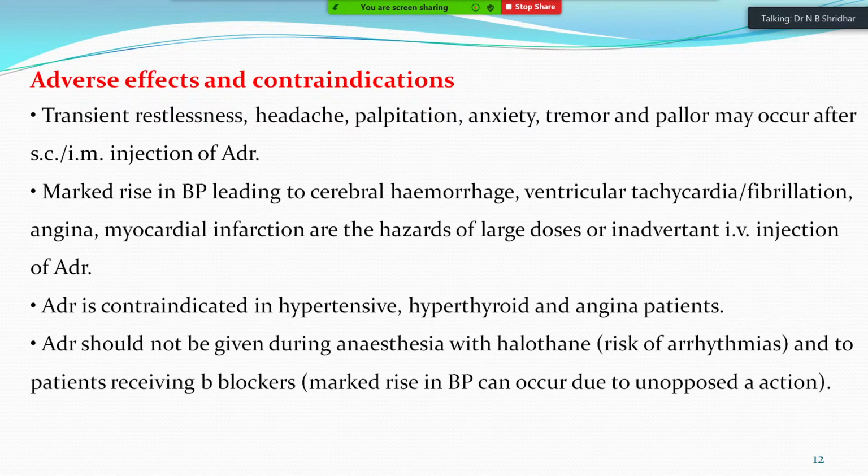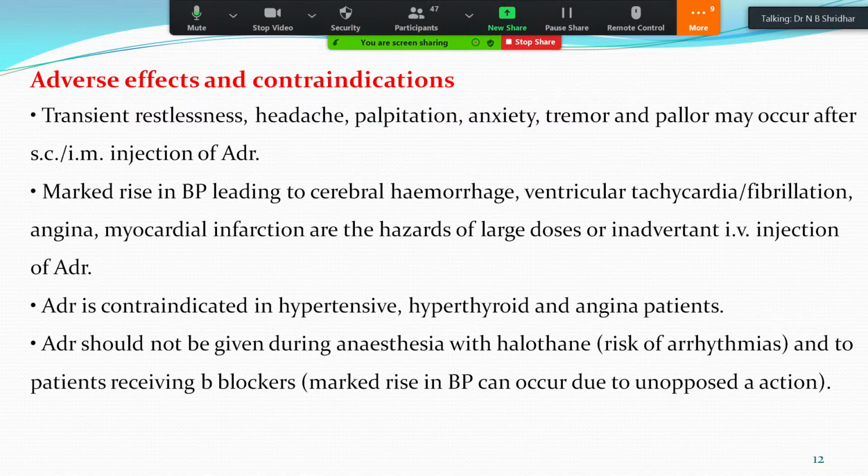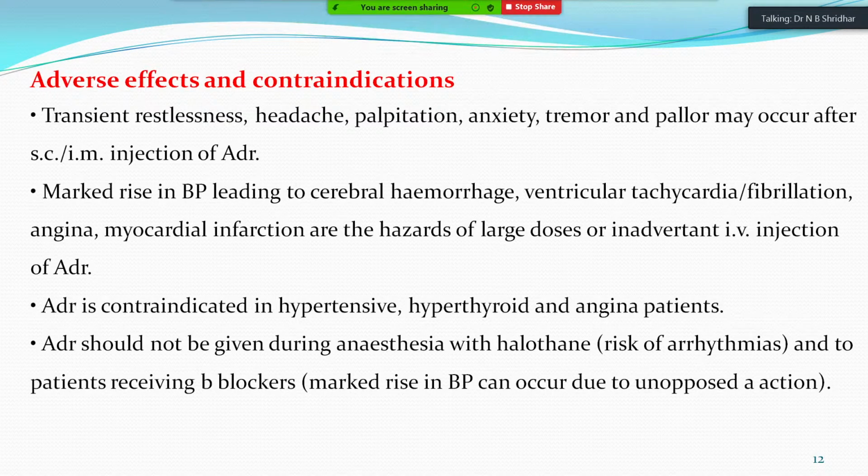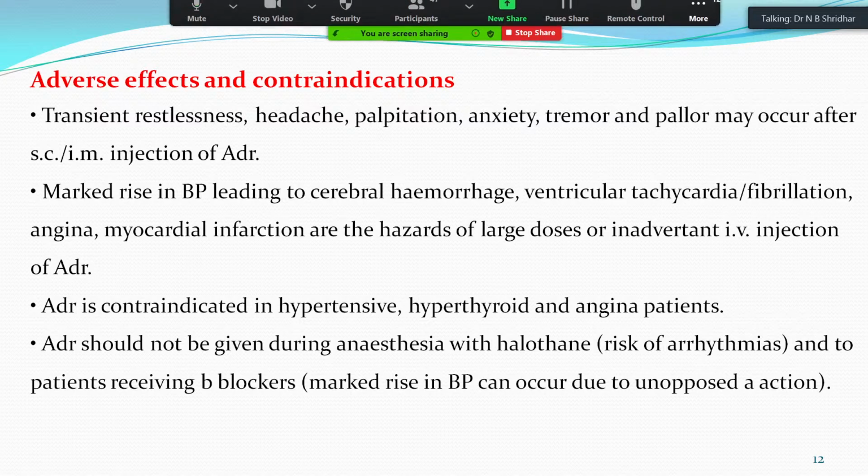Whenever, due to the action of adrenaline on the beta 2, beta 1 type of receptors on the heart, there is a marked increase in the BP, and this causes cerebral hemorrhage, ventricular tachycardia, fibrillation, angina, meaning there is a pain in the heart, and if more and more adrenaline is given, then myocardial infarction, or hazards of large doses from inadvertent IV injection of adrenaline. So adrenaline should not be repeatedly administered to the animals, as it causes certain adverse effects on the heart.